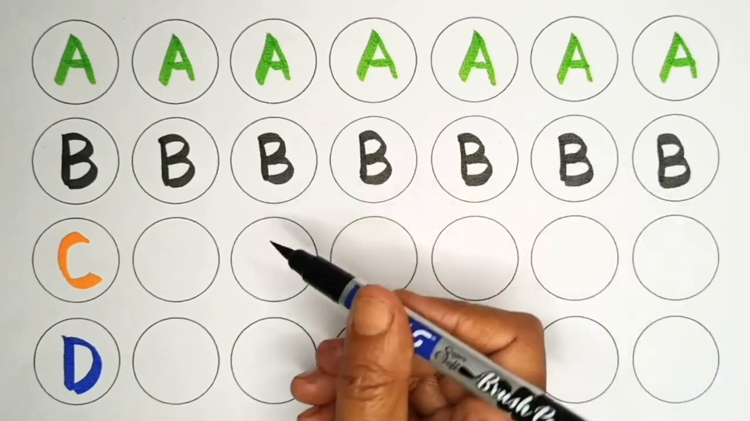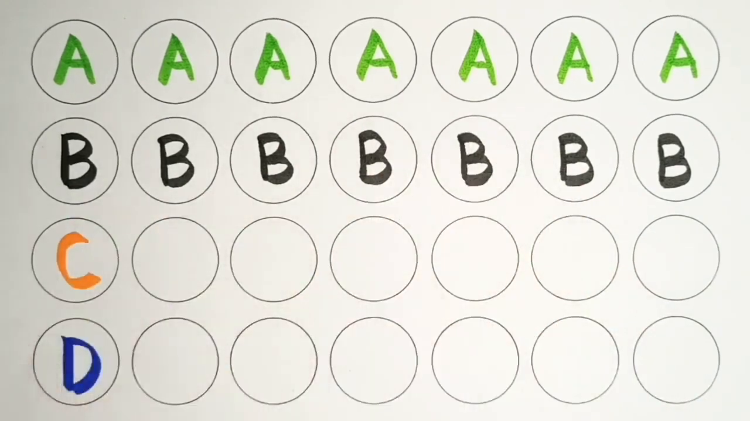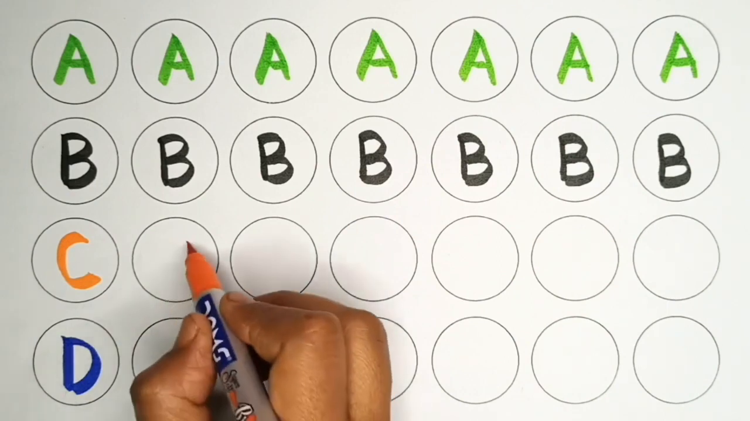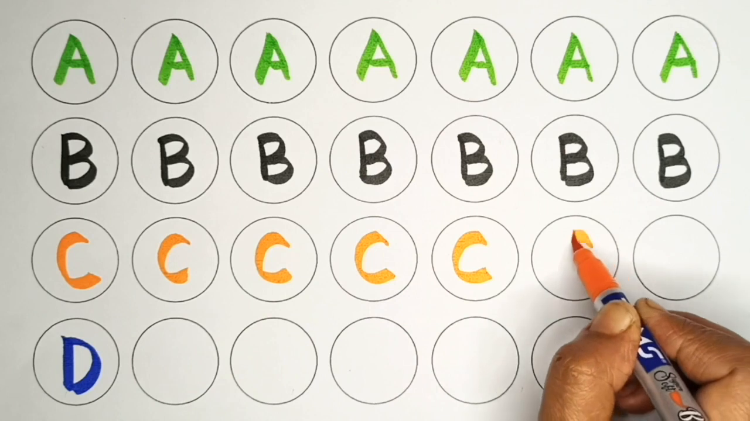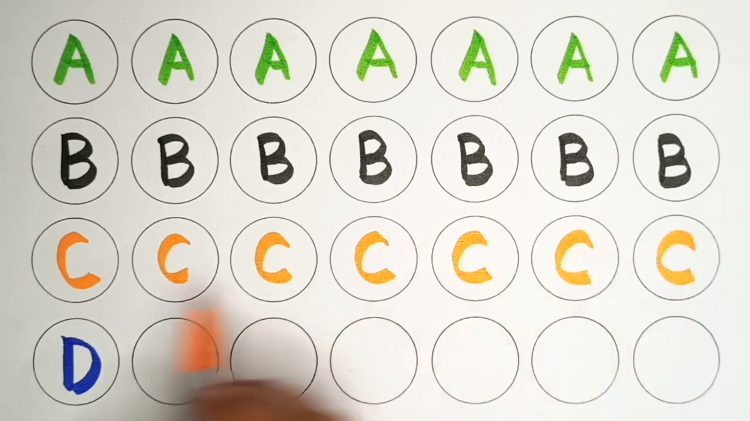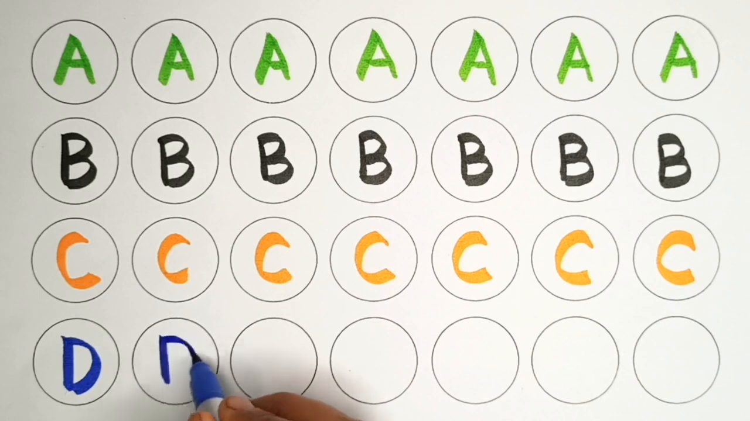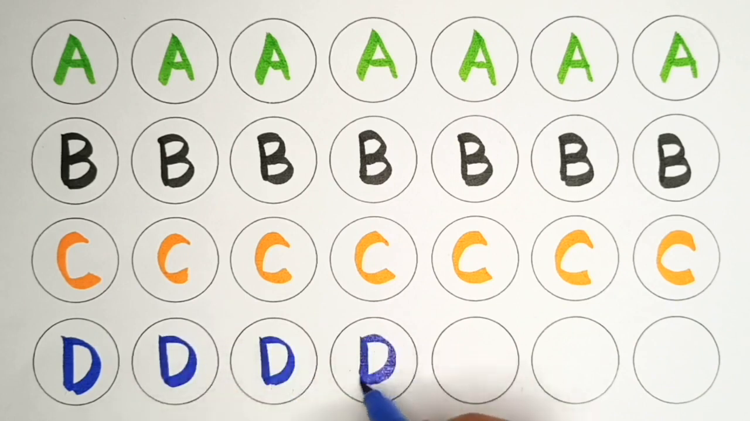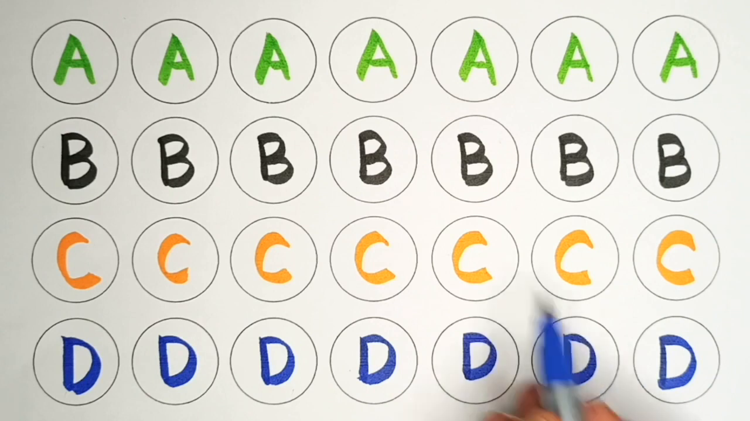B, black color. B for ball. Black color. C, orange color. C for cat. Orange color. D, blue color. D for dog. Blue color. Thank you.